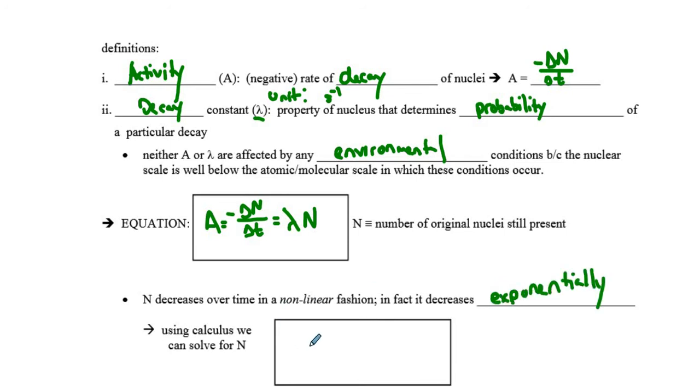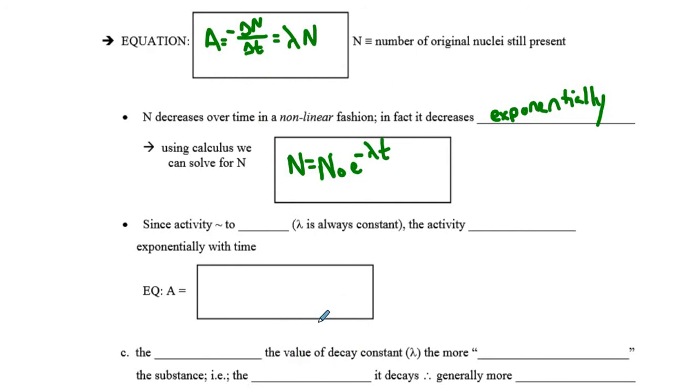And if you solve that for N using some calculus, you'd see the number of nucleons left is equal to the number of nucleons originally, the N naught, multiplied by e to the minus decay constant t. Okay, and you saw this through the dissectivity. In the dissectivity, we created a graph, and we saw that it decreased in an exponential fashion.